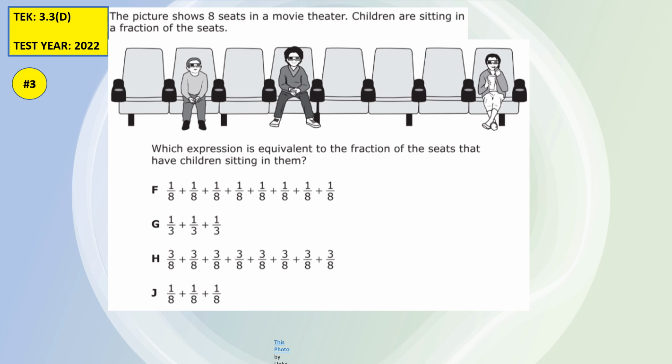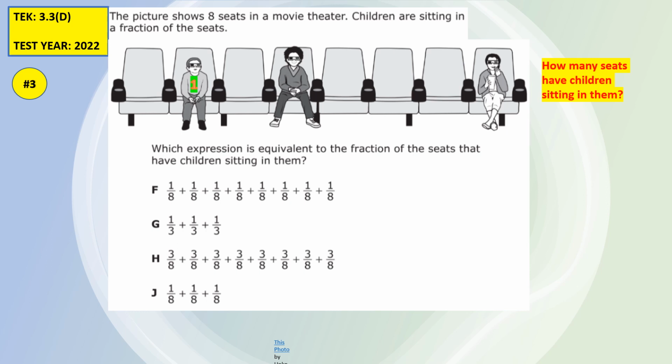Okay, the picture shows 8 seats in a movie theater. So first I have to ask myself this question. How many seats have children sitting in them? That's important because that's going to tell me if I'm counting by halves or thirds or fourths or fifths or sixths or sevenths or eighths, because that's going to determine my bottom number. That's going to determine my denominator, the amount of seats I actually have. And it says 8 seats, but I have to remember, I have to count them just to be sure.